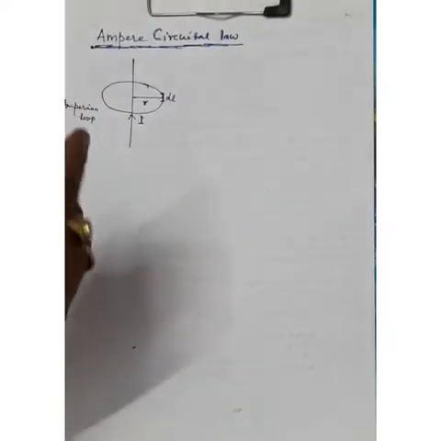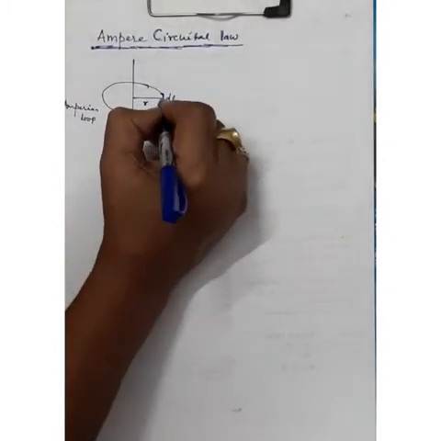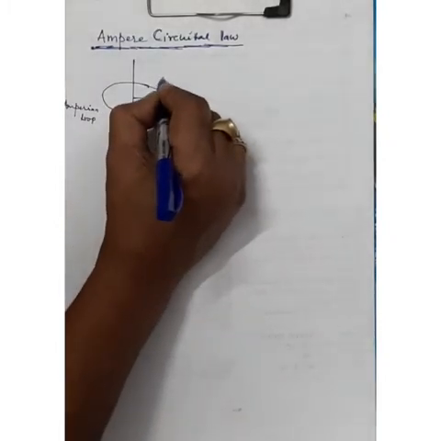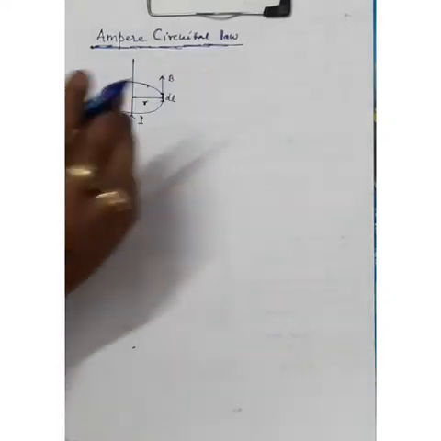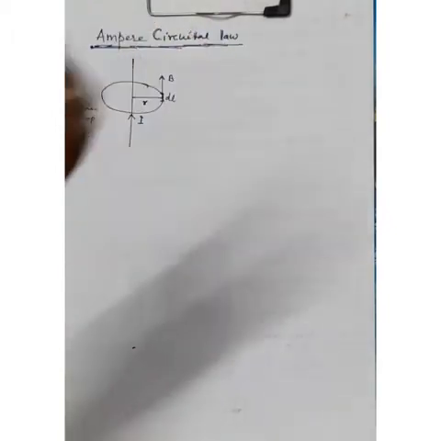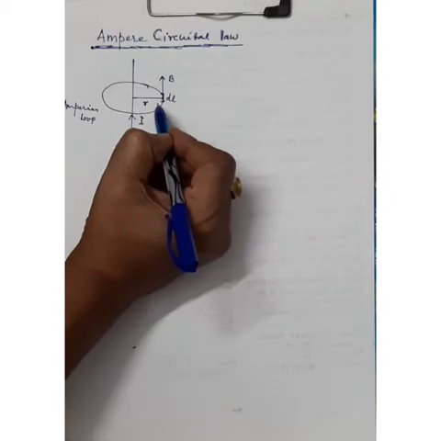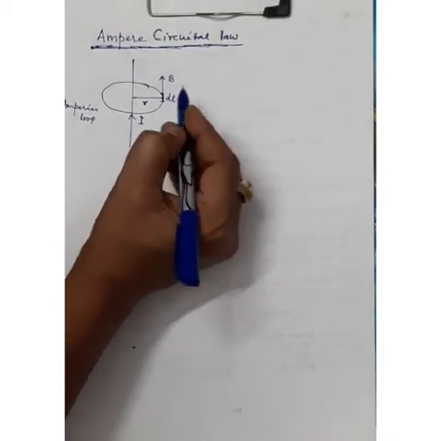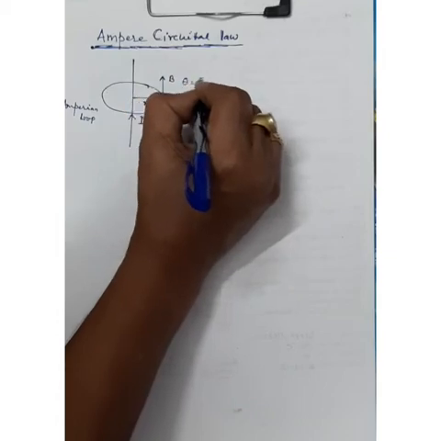and as we know, a current carrying conductor is producing a magnetic field around it. So at this particular position, magnetic field will be like this, and this we can get by our right hand thumb rule. So the direction of B and dl here are parallel. So the angle between B and dl is theta equal to 0 degree.